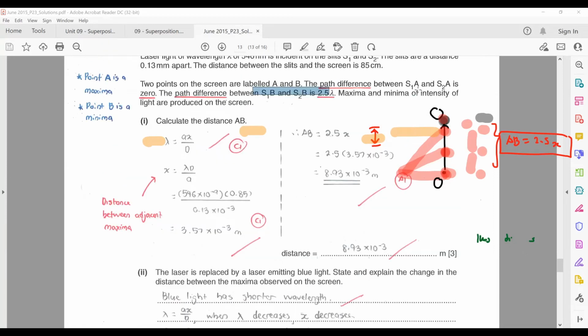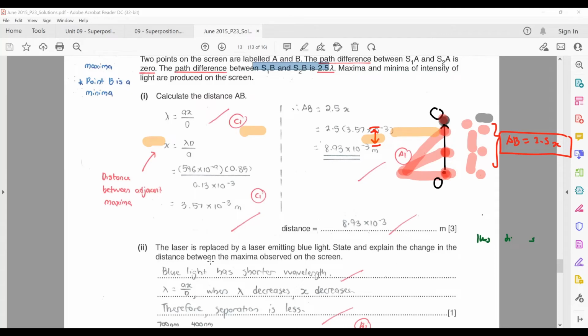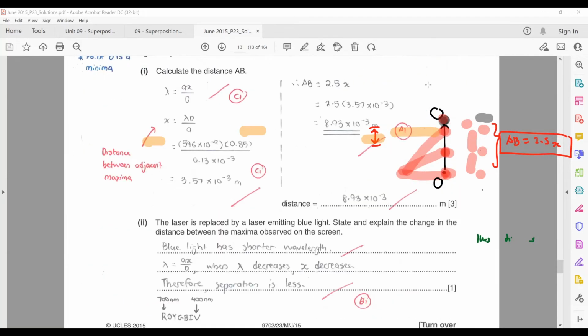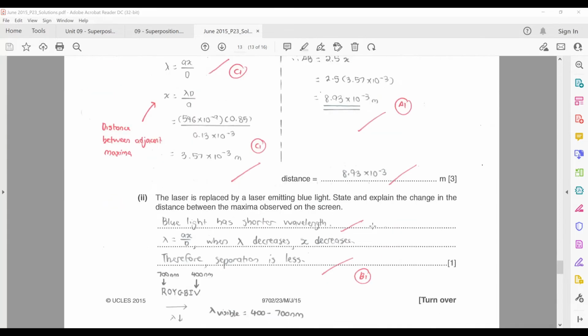Okay, so let's have a look at the question at the bottom. Now, the laser is replaced by a laser emitting blue light. State and explain the change in the distance between the maxima observed on the screen. So they tell you the laser is replaced by another laser that emits blue light. State and explain the change in the distance between the maxima. This one, distance between maxima, is actually referring to x. Okay.